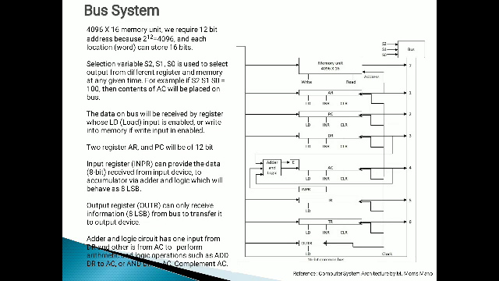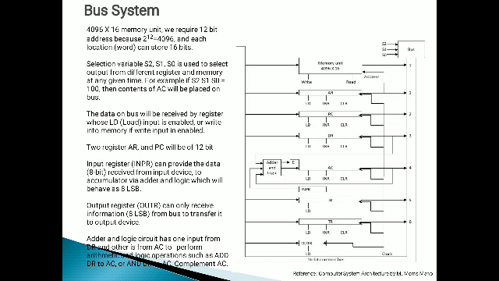Two registers AR and PC will be of 12 bit because these registers are used to store the address and our address is of 12 bit. Input registers can provide the data that is of 8 bit because the communication between input output devices and memory is byte to byte, 1 byte at a time. Output register OUTR can only receive information, 8 bit, least significant bit, from bus to transfer it to the output device.